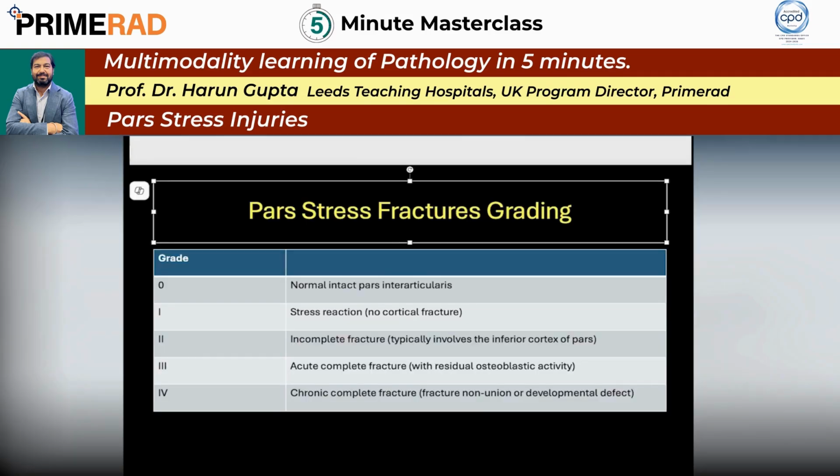So as I already mentioned, pars fractures are very, very common in young athletic population, adolescent population. And this is one of the gradings which is used for pars fractures, where 0 is normal, 1 is stress reaction, which is marrow edema on the MR examination. There is no cortical fracture. Now in type 2, which is grade 2, there is incomplete fracture, and typically the fracture line is seen in the inferior cortex of the pars. Whereas in 3, there is acute complete fracture. So there's a complete fracture. And in grade 4, there is chronic complete fracture. This is fracture non-union or developmental defect.